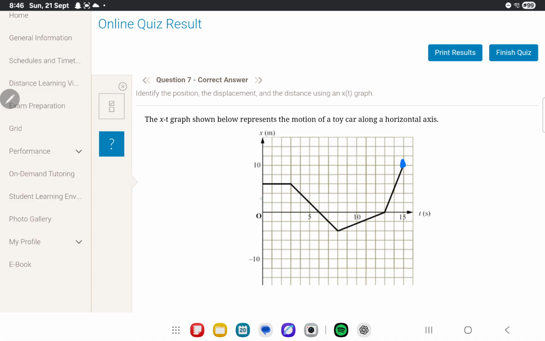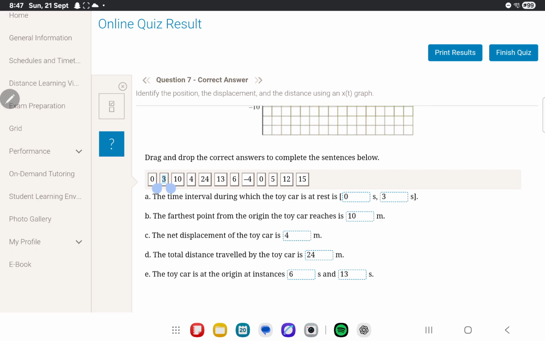Now, how much does this go up by? So you can go 2, 4, 6, 8, 10. So this goes up by 2. And oh wait, we don't even need to do that because it just told us this is 10 meters anyway. So the farthest point is 10 meters.